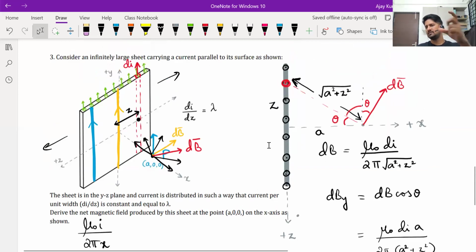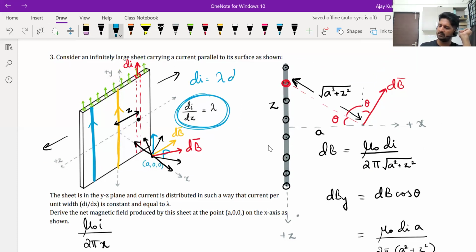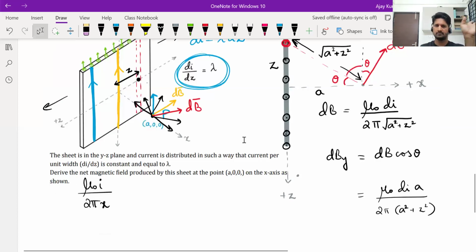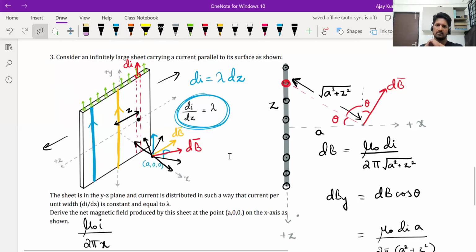From one current to the other, the z coordinate changes. So you'll have to write di in terms of dz, and to help you with that, this is already given. Di is simply lambda dz. Use it directly there, and then use integration by substitution or whatever methods of integration you know. Limits will be from z equal to minus infinity to z equal to plus infinity, because it's an infinitely large sheet.